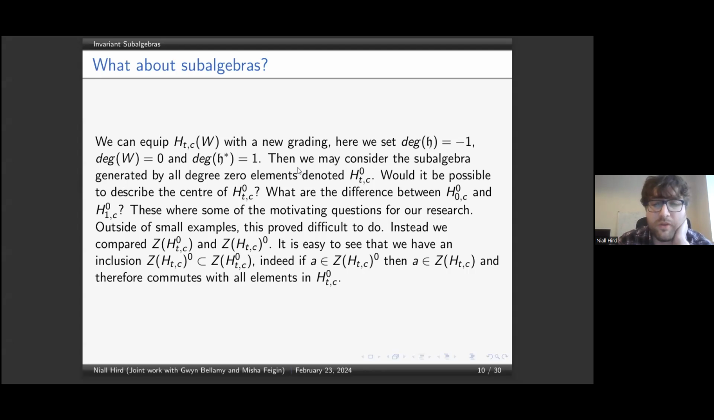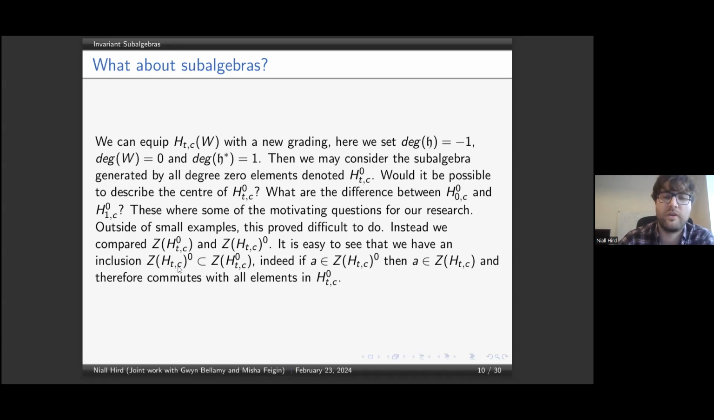And so if you play around with it for a little bit, you'll quickly realize you've always got one inclusion, which is that the degree zero part of the center is always contained inside the center of the degree zero part, right? If you take something inside the degree zero part of the center, then it has to be in the center. So it commutes with absolutely everything in our Cherednik algebra. And it has to have degree zero. So that means that it commutes with everything that has degree zero, and it has degree zero. So it's in the left-hand side. But it wasn't obvious to us if this was an equality.